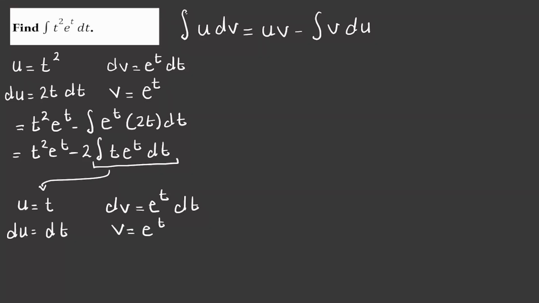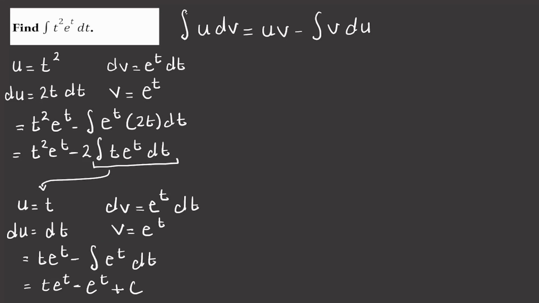Now here reapplying the equation right here, u times v is t times e^t minus the integral of v, which is e^t, times du, which is dt. Now here, e to the t is an integral we are familiar with integrating, so we would obtain here t e^t minus e^t plus c.